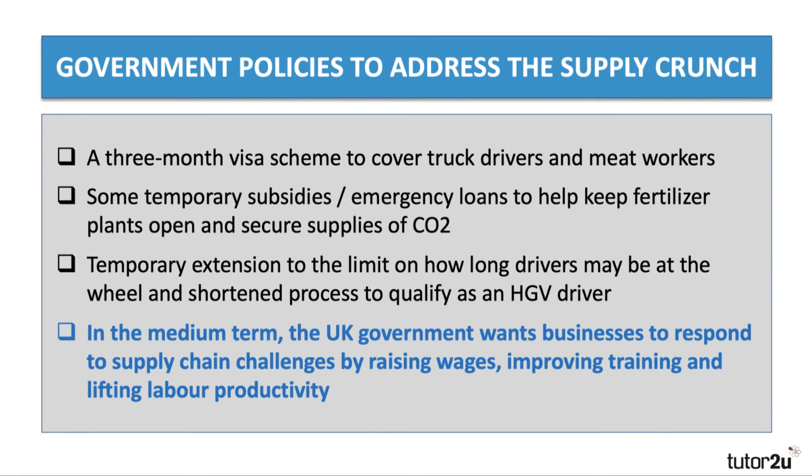In the medium term, the government thinks that businesses will adjust and have to adjust to this supply crisis. So they want corporations, large and small, to respond to these challenges by raising wages, by providing better training, and fundamentally lifting labour productivity. But of course, these things can take months and years to come to fruition.